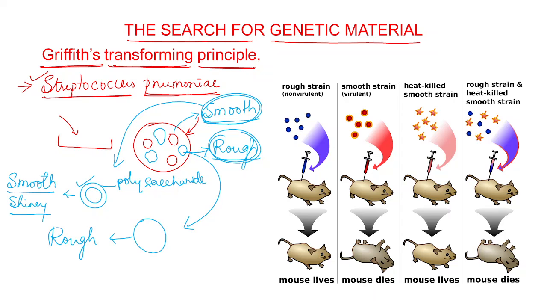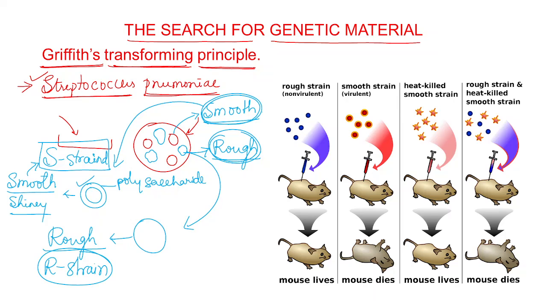Since he found smooth and rough bacteria, he named them. The smooth colonied bacteria, he named as S strain bacteria. And the other one, where the rough colonies were formed, the bacteria belonging to rough colonies, he named as R strain bacteria. Very simple point.